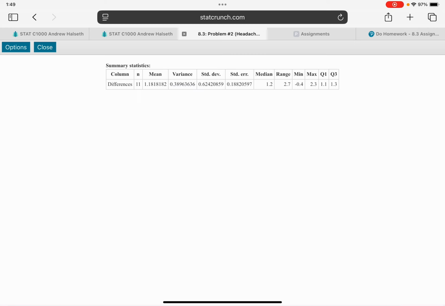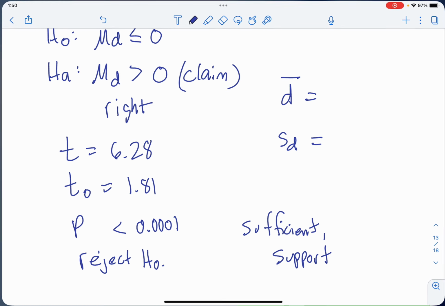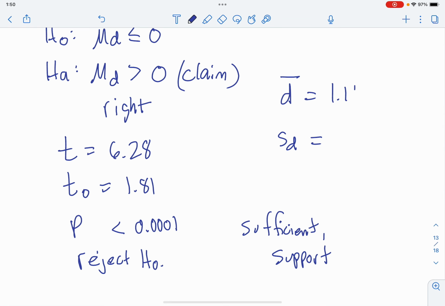And that'll give you the mean, 1.18, and the standard deviation, 0.62. So I can put that in my handout and I'm good to go. All right, and that's that.